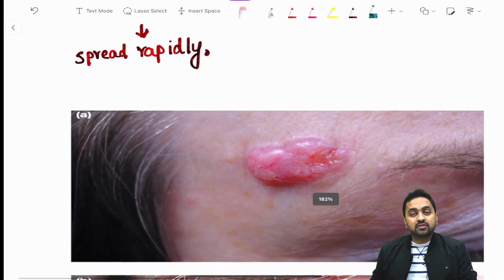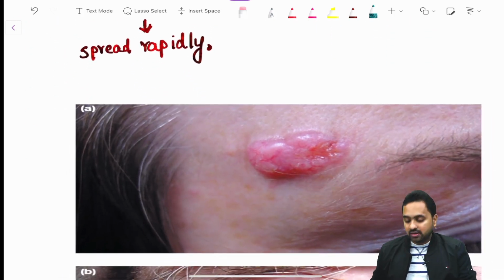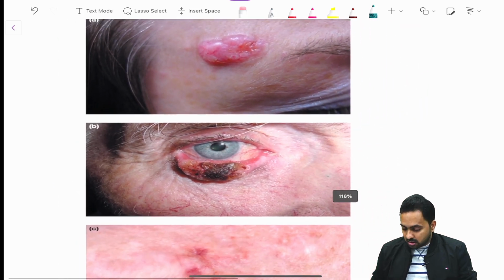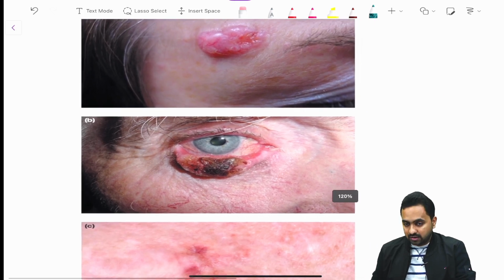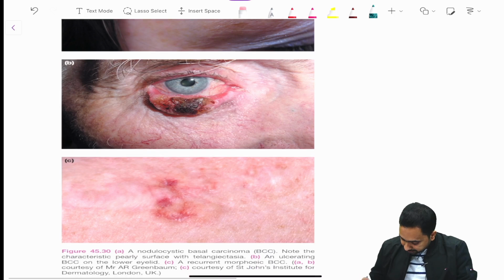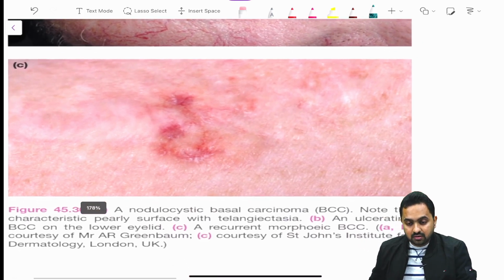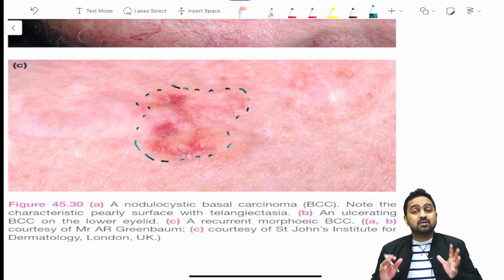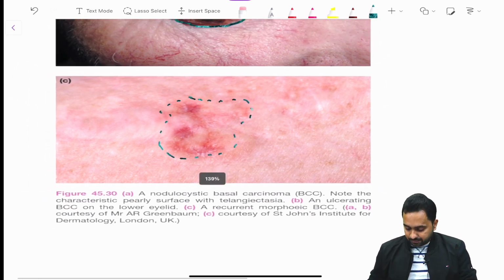Now, these are a few of the clinical images which have been taken from your textbook of Bailey and Love. So, if you see your images over here, you have this nodulocystic variant of your basal cell carcinoma in the forehead, and then you have this ulcerating nodule present in your lower eyelid, and this is your morpheaform variety of your basal cell carcinoma. So, this morpheaform variety of basal cell carcinoma spreads rapidly because they synthesize type 4 collagenase.